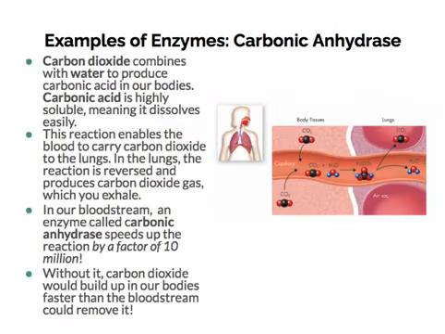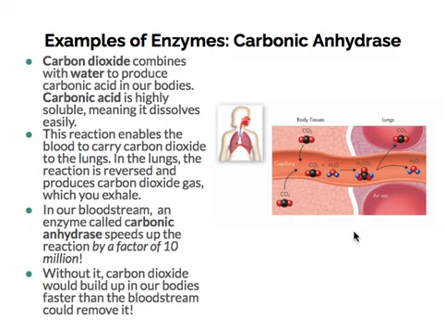So now we're going to look at a couple of examples of enzymes. The first one is carbonic anhydrase. Carbon dioxide combines with water to produce carbonic acid in our bodies. Carbonic acid is highly soluble, which just means that it dissolves really easily. This reaction enables the blood to carry carbon dioxide to the lungs, and you can kind of see what's happening here: body tissues, capillary, lungs. You can see those being carried and formed. In the lungs, the reaction is reversed and produces carbon dioxide gas, which you exhale.